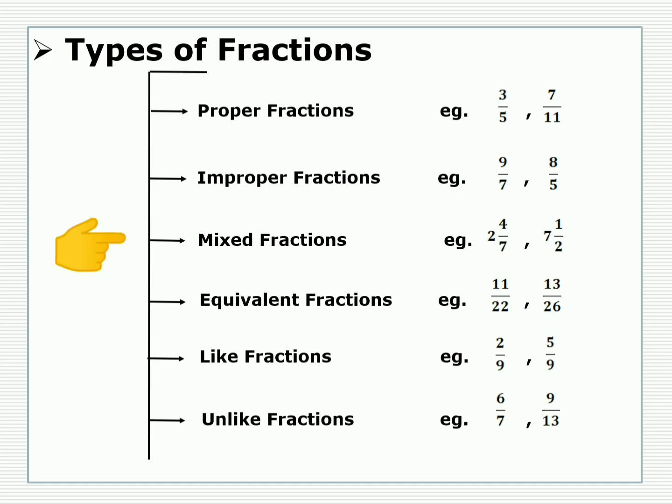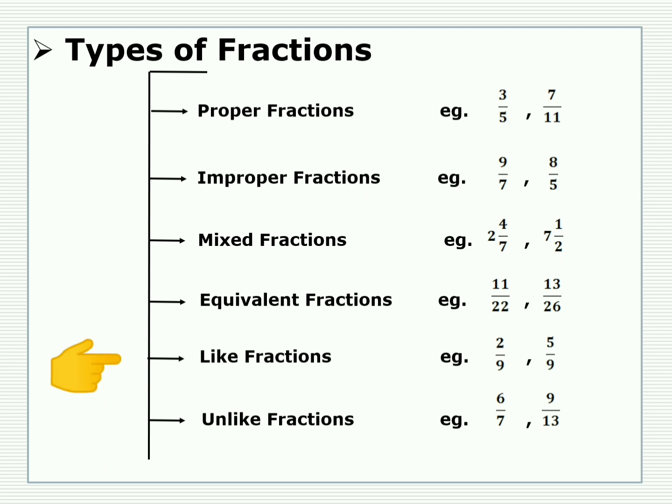Next is mixed fractions. Mixed fractions are a combination of a whole number and a proper fraction. So 2 integer 4 upon 7, 7 integer 1 upon 2 are the examples of mixed fractions. Equivalent fractions. Equivalent fractions are fractions which have the same value. 11 upon 22, 13 upon 26 are the examples of equivalent fractions.